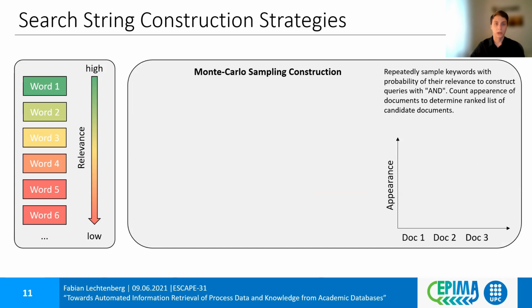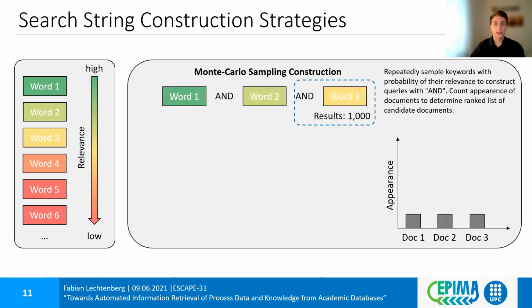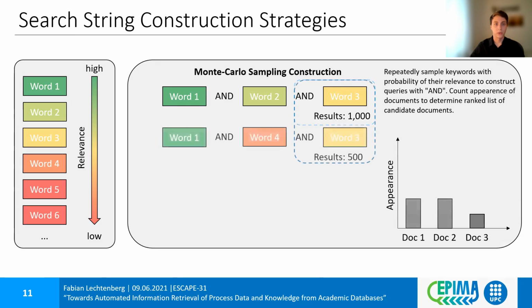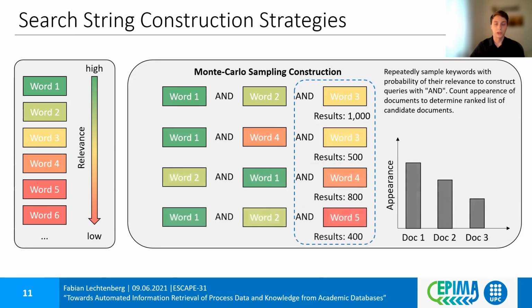Finally, we propose a query construction strategy based on Monte Carlo sampling. The idea is to repeatedly sample keywords with the probability of inclusion in the string equal to their relevance. Keywords are aggregated using AND connectors until the number of returned documents reaches a threshold. The appearance of individual documents is registered and counted. By repeating this procedure, we obtain an appearance distribution of individual documents. The more often a document appears, the more relevant it is to the seed documents that the keywords have been extracted from.